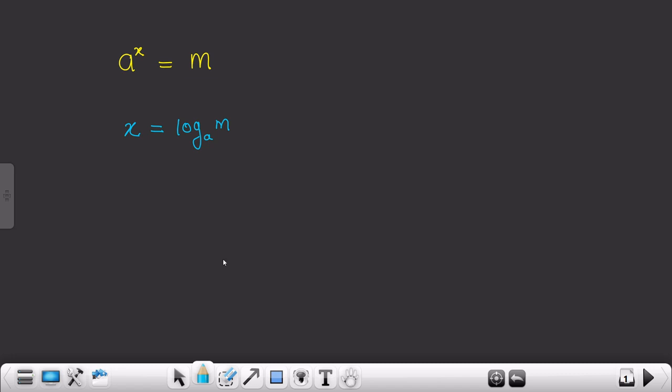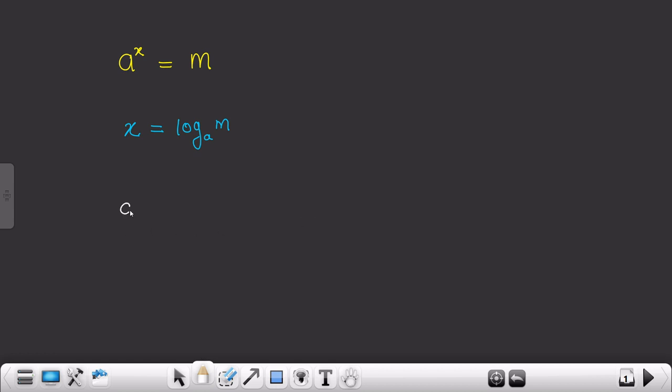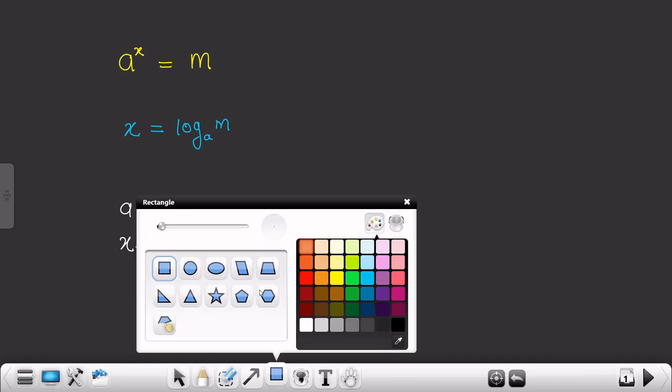We'll see what exactly this means. Let me write it over here. This a is nothing but the base of log. x is an exponent, and m is any random number or constant, which we will be dealing with in the numericals. Let me highlight it with the help of a box.